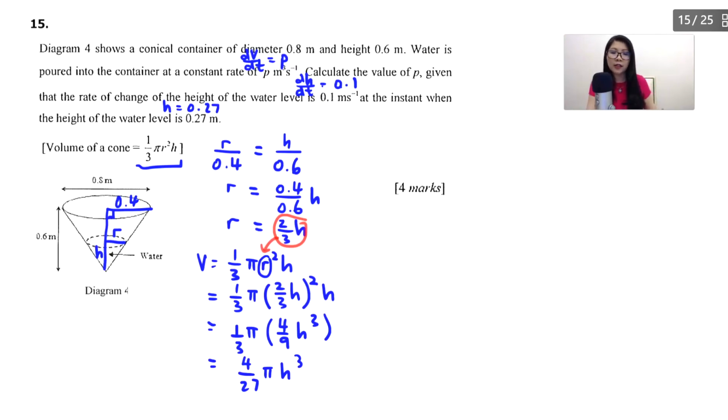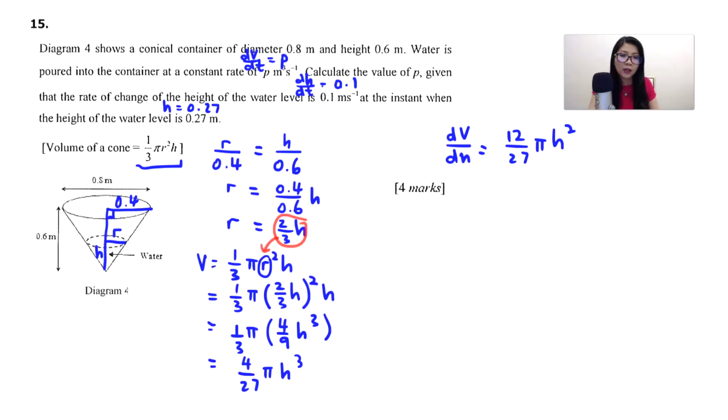Next, I'm going to find dV/dh. The 3 comes down, so you get 12 over 27 pi h square, and the power you have to minus 1. Then simplify the 12 over 27. Top and bottom can be divided by 3, so it becomes 4 over 9 pi h square.